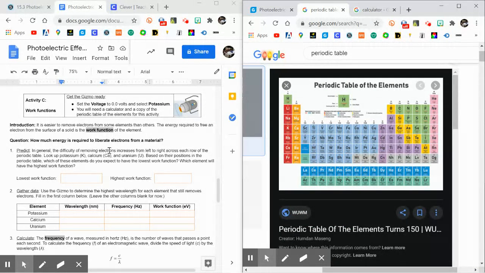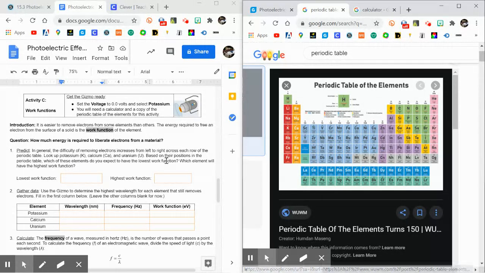So removing electrons increases from left to right, so this way. It is harder to take away an electron from boron than from lithium, or it is harder to take away an electron from sulfur than it is from magnesium. Look up potassium. Potassium is K, right here. Calcium is Ca, which is right here. And uranium is right here.